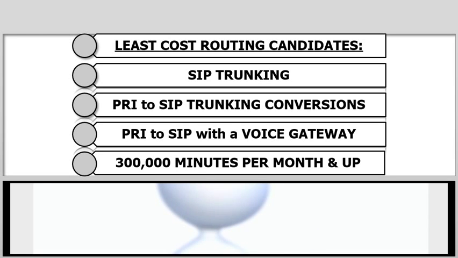Now, if you have a call center or you are a hosted dialer provider or reseller of minutes, then the best candidates to take advantage of the most competitive rates are SIP trunking, if you've completely converted all the way to SIP trunking, or if you are on a PRI and you are looking to switch over to SIP trunking. And lastly, if you're on a PRI and you want to convert to SIP with a voice gateway because you're just not ready to upgrade your PBX equipment.